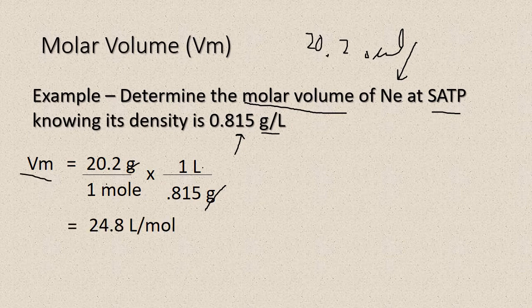So all we've got to do is take that 20.2 and divide by 0.815, and we should get this value of 24.8. Let's remember that number for a moment moving forward.